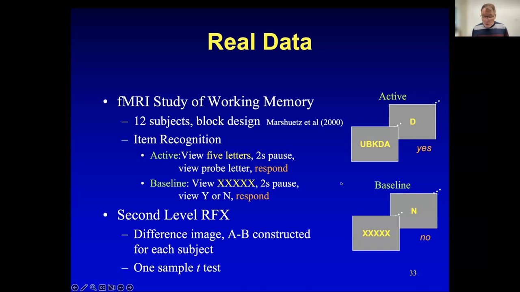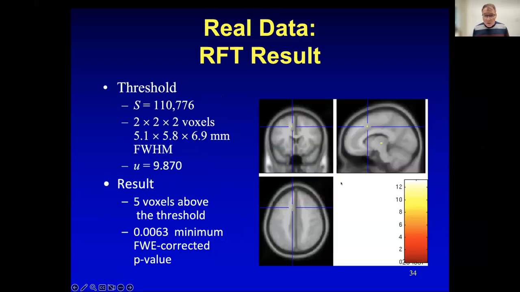Okay, so we combine those with the one sample t-test, and then we'll put them to work with random field theory. So there are about 100,000 voxels in this mask. And the smoothness is 5 by 5, by about 6 by 7, at maximum. And random field theory tells us we should be using a threshold of 9.87.